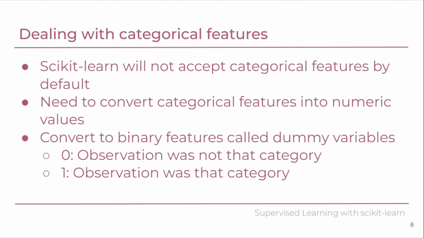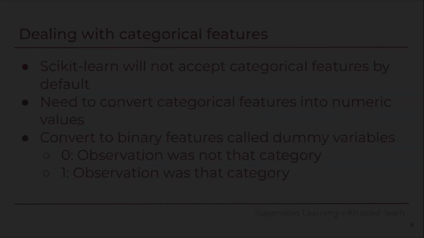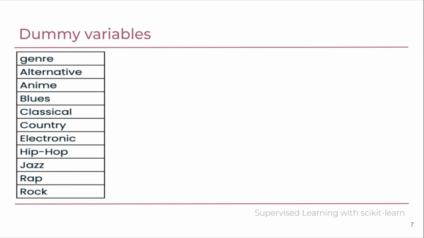We achieve this by splitting the feature into multiple binary features called dummy variables, one for each category. 0 means the observation was not that category, while 1 means it was. Say, we are working with a music dataset that has a genre feature with 10 values such as electronic, hip-hop, and rock.